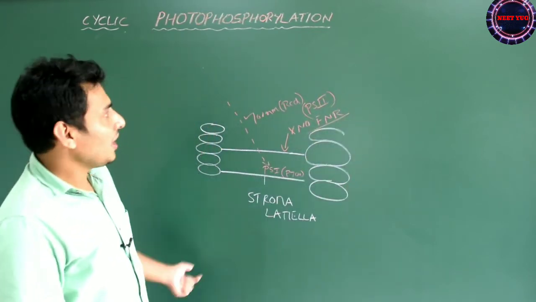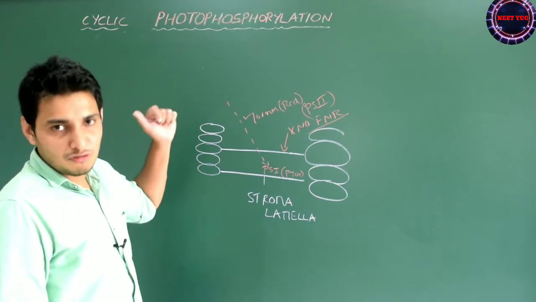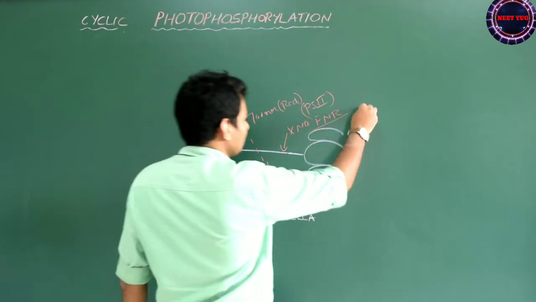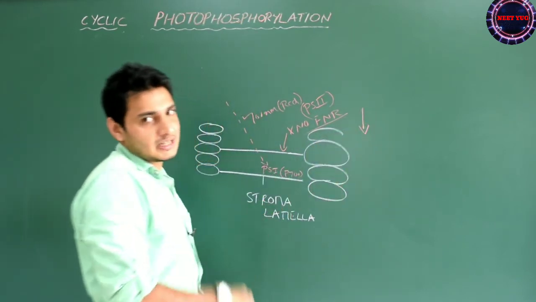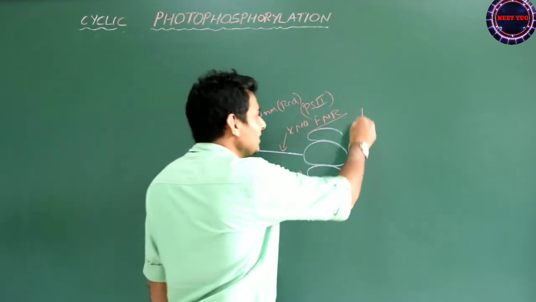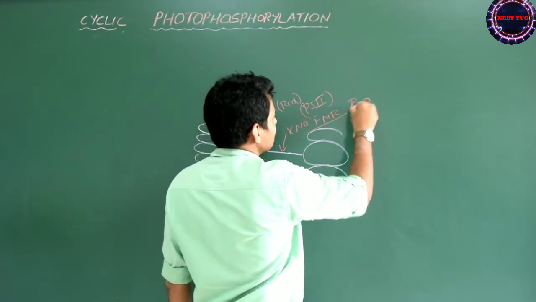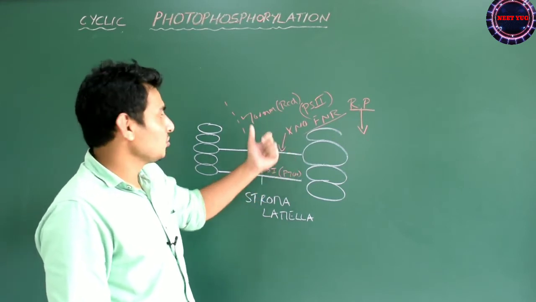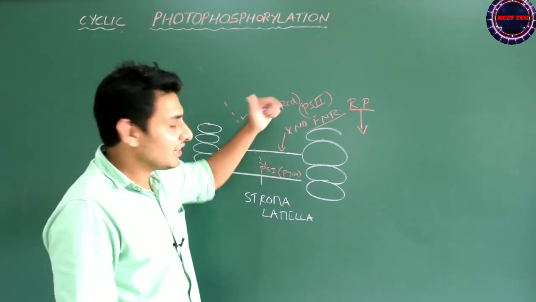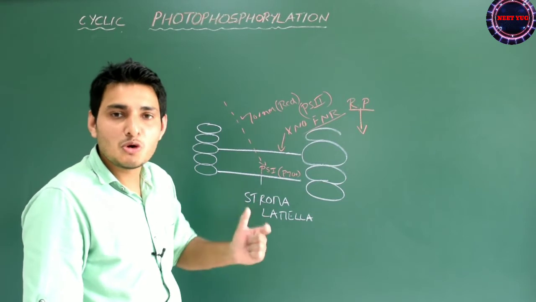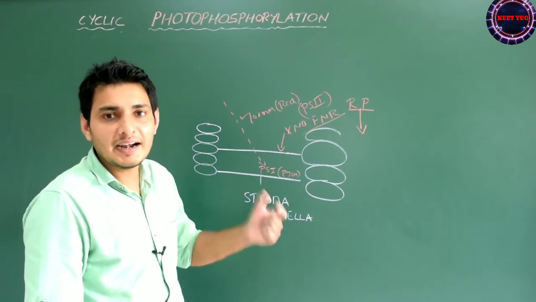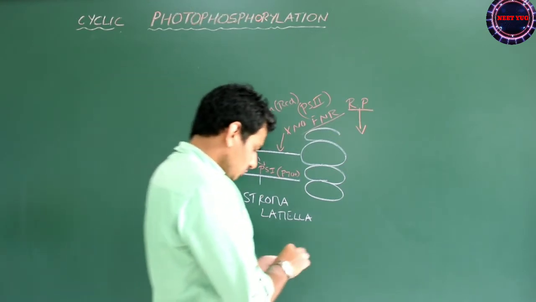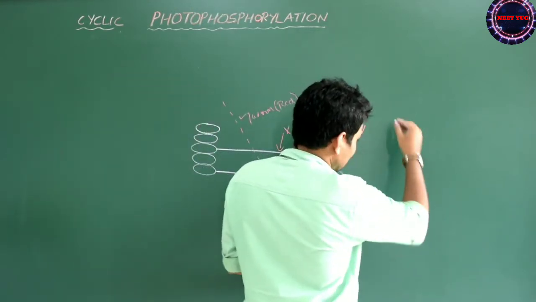Got it? Compared to non-cyclic photophosphorylation, in cyclic photophosphorylation the rate of photosynthesis will be lesser. Why is the rate of photosynthesis less? Because beyond 700 nanometer of sunlight, the rate of photosynthesis will be less. It was observed by Emerson. Hence, it is called the red drop or Emerson's effect. We know about it. Okay, now I am going to give you the detailed structure of cyclic photophosphorylation.